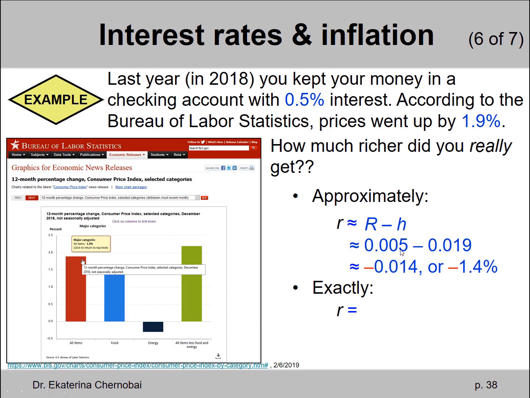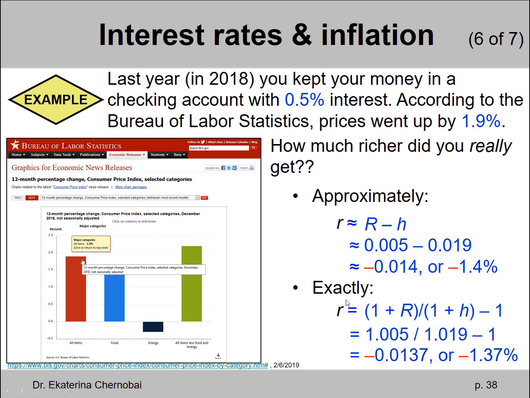That's 0.005 minus 0.019, which gives a negative 0.014. That's the same thing as a negative 1.4%. So you lost 1.4% of your money. What does it mean? You might as well just have spent it last year, because if you didn't, you would have lost it, and you did. This is how much you really lost. That's how much less the money could buy you.